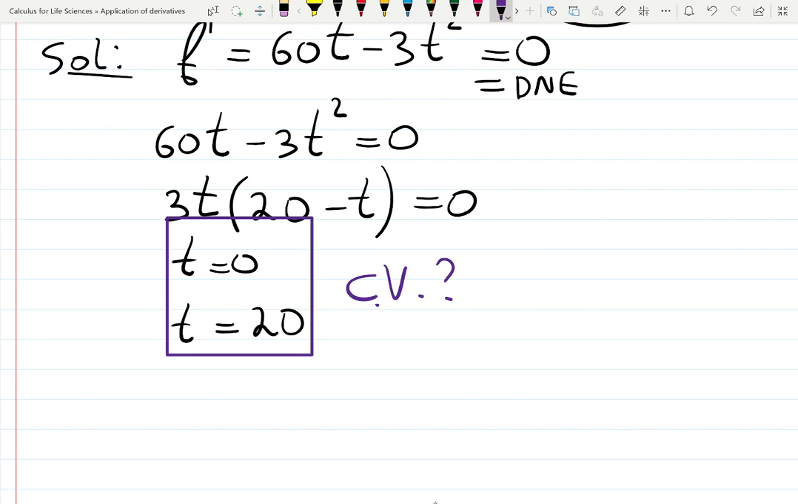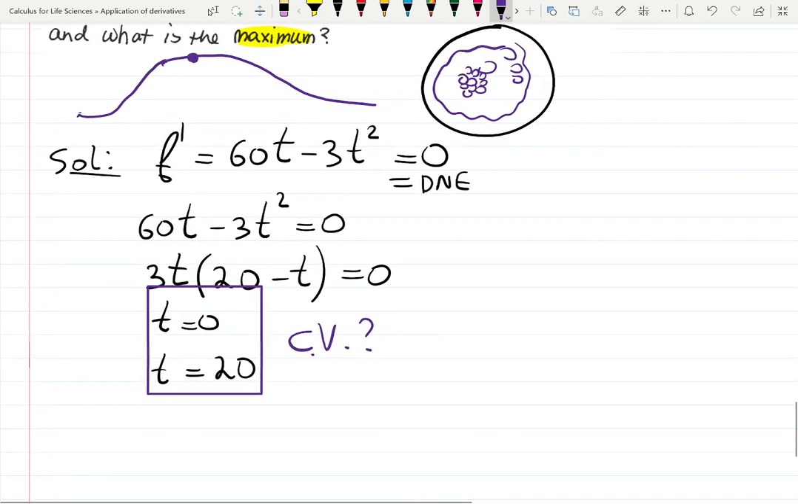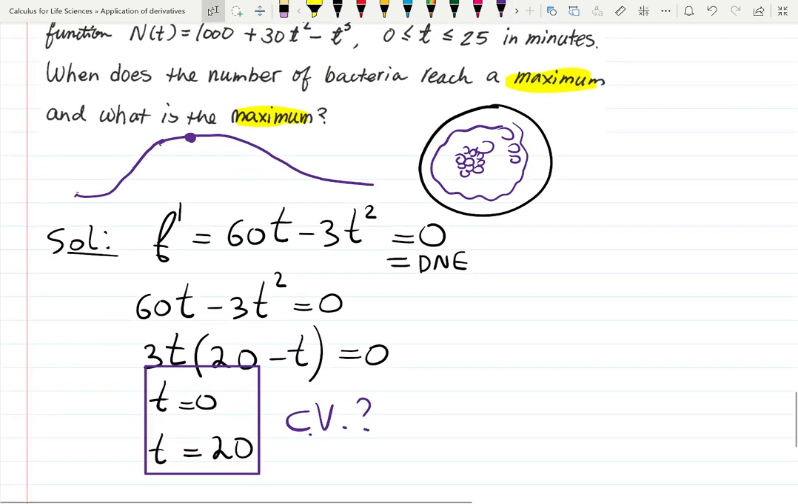I don't know. Because it depends on the restriction of the domain. If I chose to only check from 0 to 10 minutes, I have to kick out 20. If I chose from 1 minute to 27 minutes, I have to kick out the 0 minute. So it depends on my own decision as a researcher, what the interval is. The interval was chosen from 0 to 25, so both are in the domain.